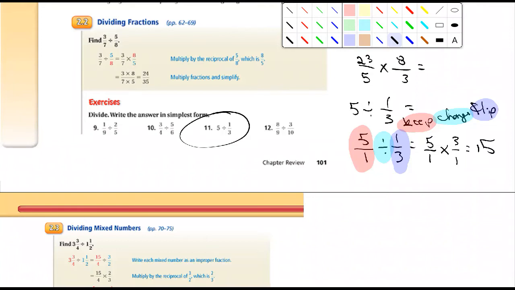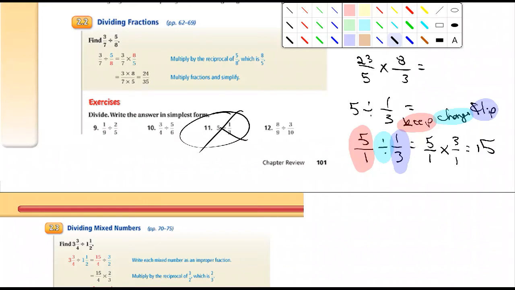Okay. Other questions? Because remember it says write the answer in simplest form. 15 is the simplest form. So that's an example on how to do number 11. Of course, you don't have to do number 11, but you would do 10 and 12 very similarly.